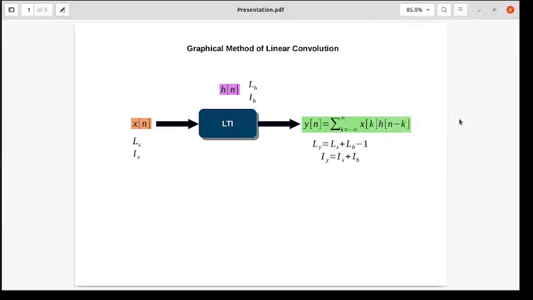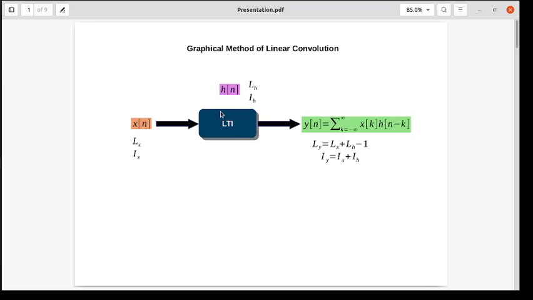Okay, in this video I will demonstrate the graphical technique of the linear convolution method. So first, what is linear convolution? Linear convolution is a technique to compute the LTI system output when the input sequence of the LTI system and the impulse response of the LTI system are given.